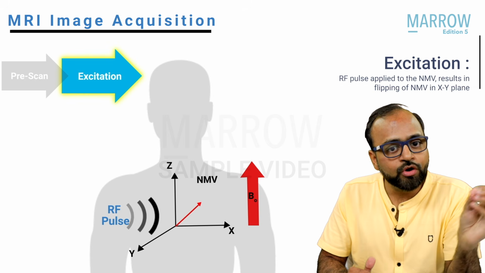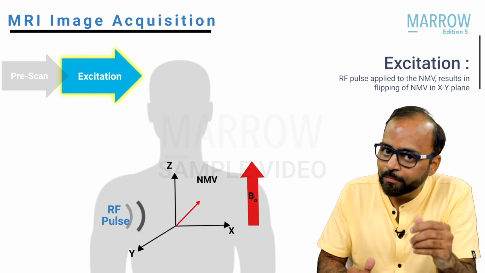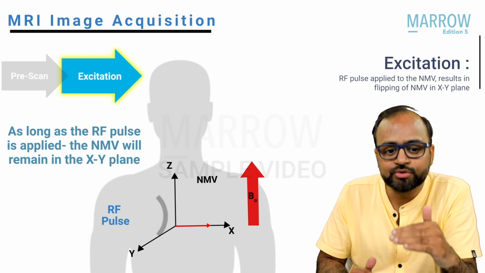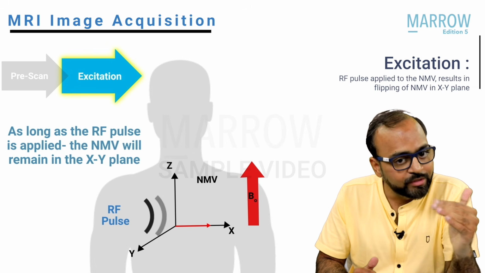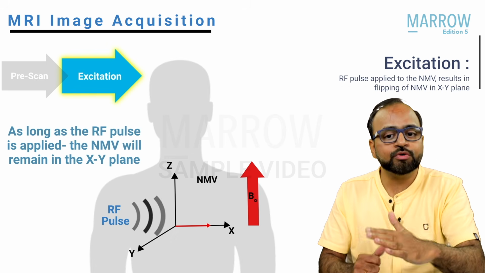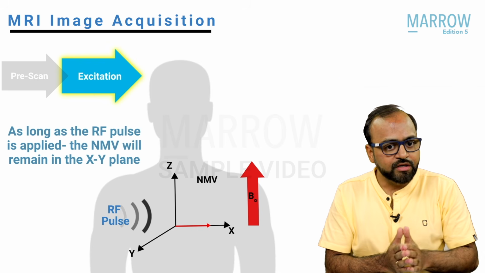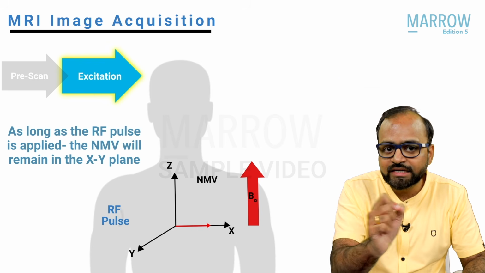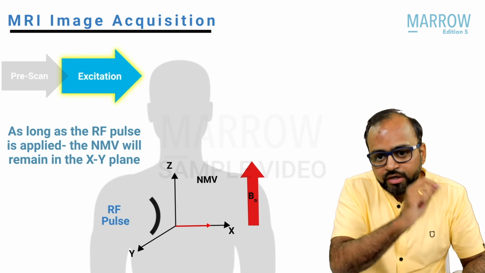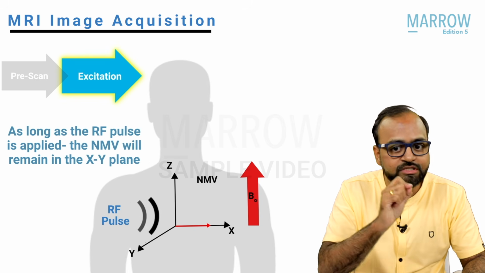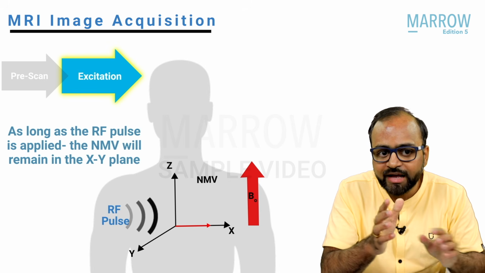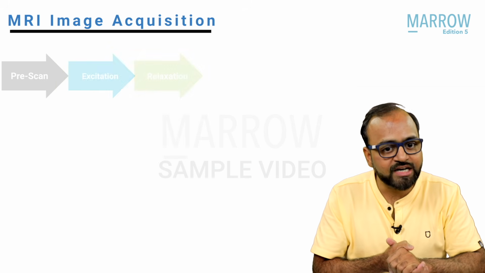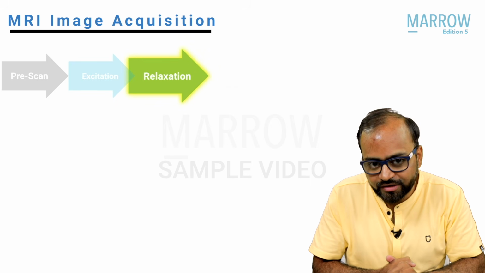As long as the radio frequency pulse is being applied, this net magnetic vector will remain in the horizontal plane, or these nuclei will remain in the horizontal plane. This is what is called excitation. Now remember, these nuclei will remain in the xy plane only as long as the radio frequency pulse is applied. What will happen when the radio frequency pulse is stopped? After excitation, the next phase will start. This is called relaxation. Now what will happen?